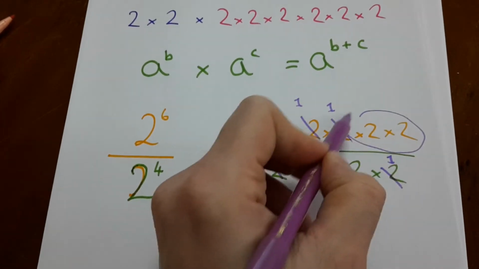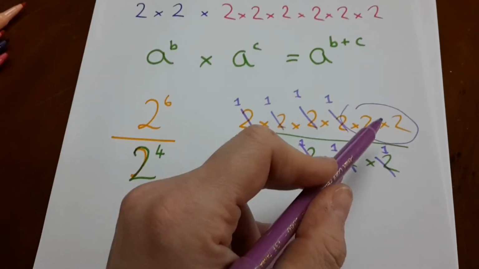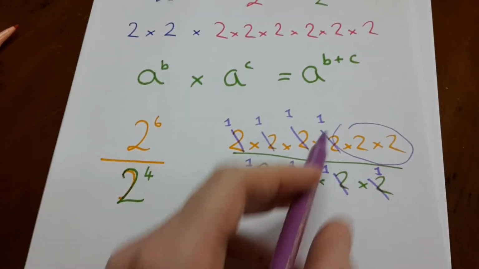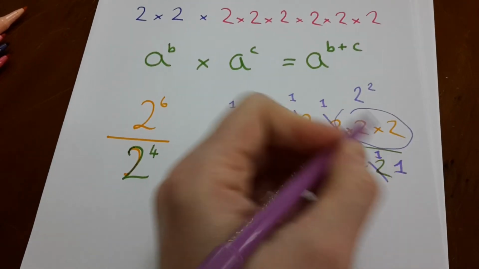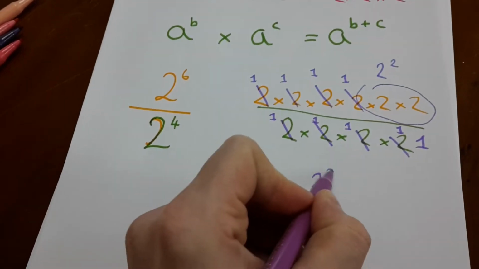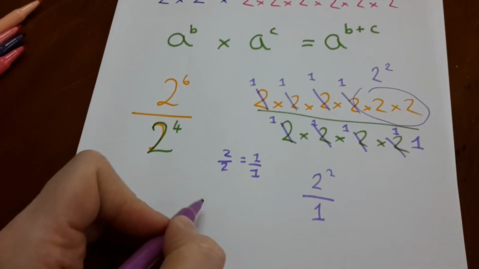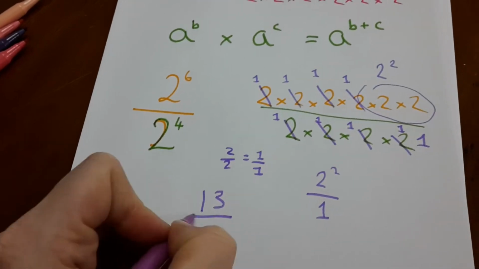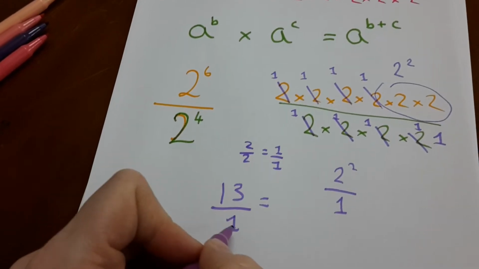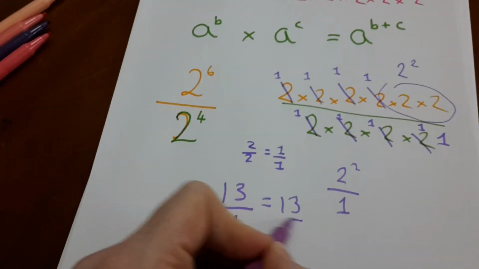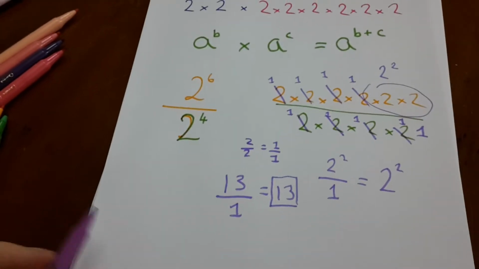And we're just left with 2 times 2 on the top, because 1 times 1 times 1 times 1 times 2 times 2 equals 4, or 2 squared. And on the bottom I'm just left with 1. So here look, we have 2 squared over 1. Well, as with any whole number, any number that's written over 1, we can just rewrite, rather than writing it as a fraction, because 13 divided by 1 is 13, we can just write it as it is. So we would just shortcut this to 2 squared.